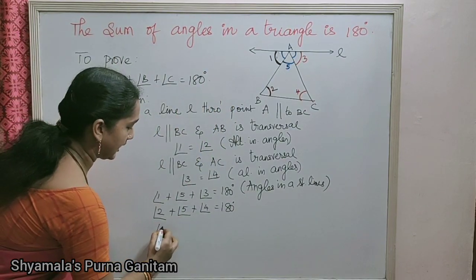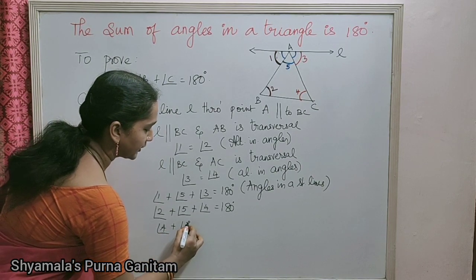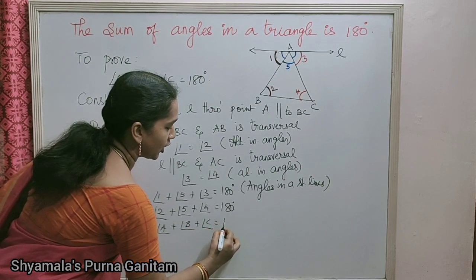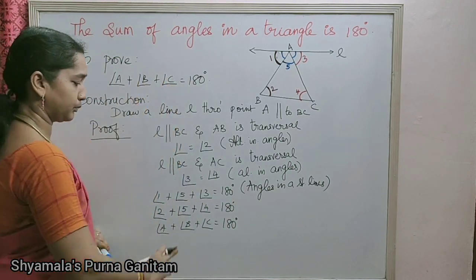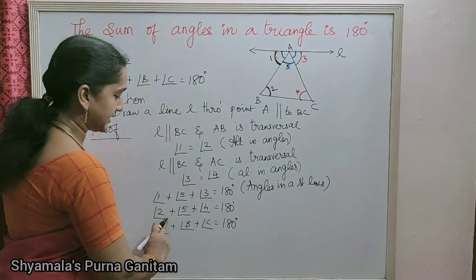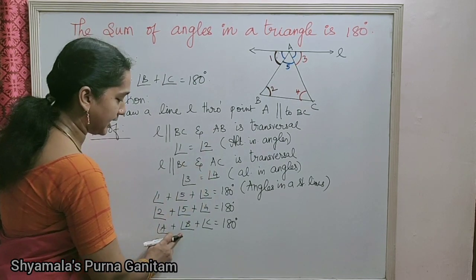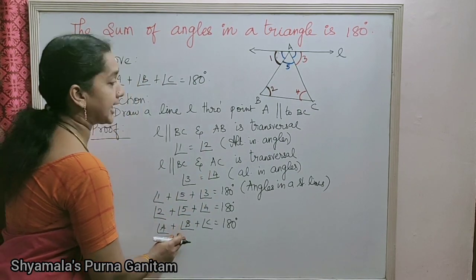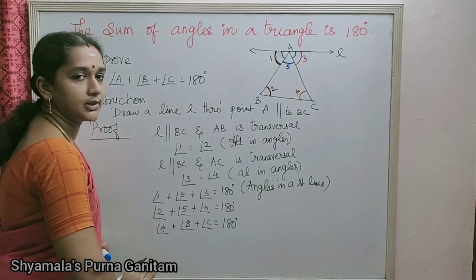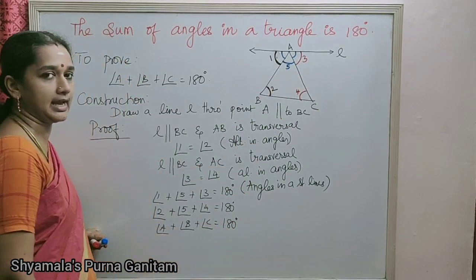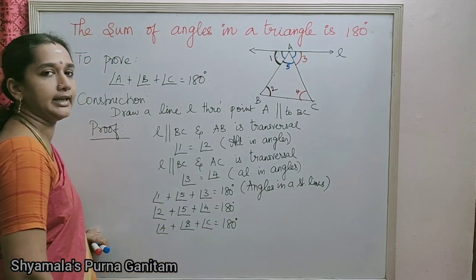So angle A plus angle B plus angle C forms 180 degrees. That is the thing you are asked to prove. Okay, A, B, C. So if 2 is angle B, 5 is angle A, 4 is angle C, if you add all these three angles, you will get 180 degrees.